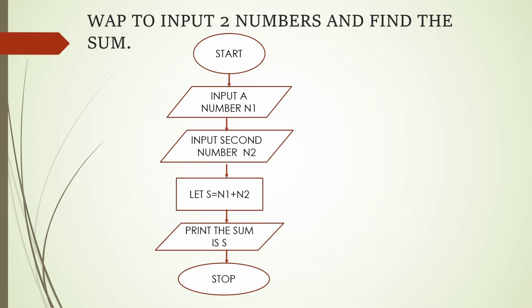S contains nothing. Till now S contains nothing. N1 contains a number, N2 contains a number, and S is still empty. So we are giving something into S. S equals N1 plus N2.